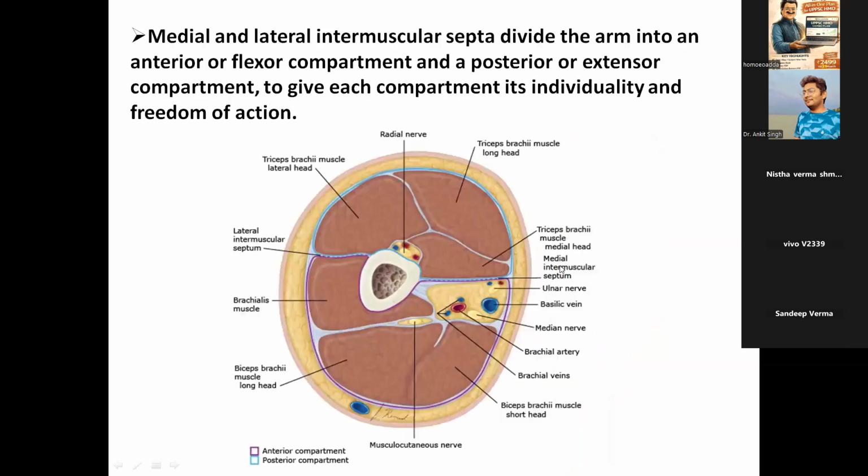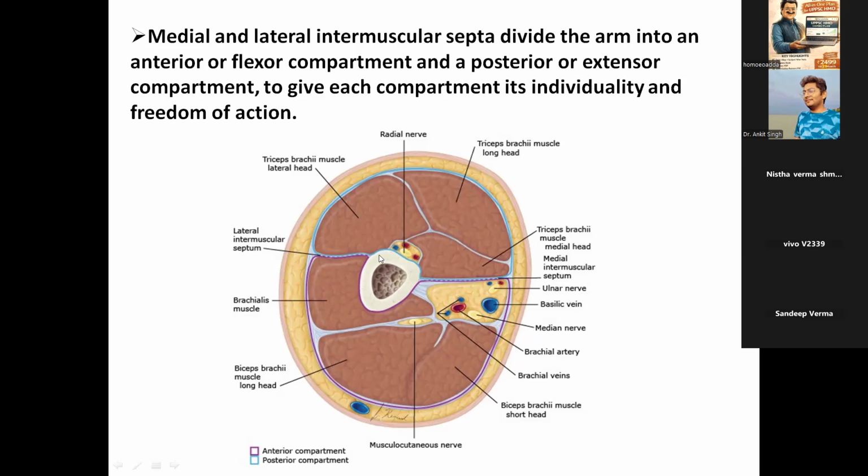Right? Now, this is a cross section. This is a cross section of the arm. We have cut the whole of the arm from its middle, and now we are looking at the structures, right? So now you try to understand, this is very important. Now you see at the center there is a humerus bone, right?